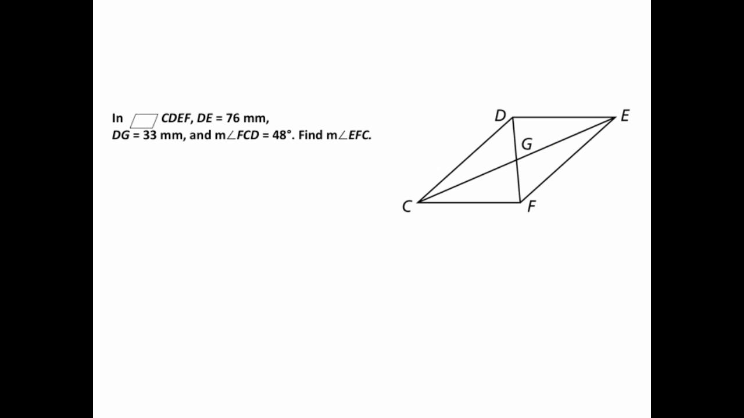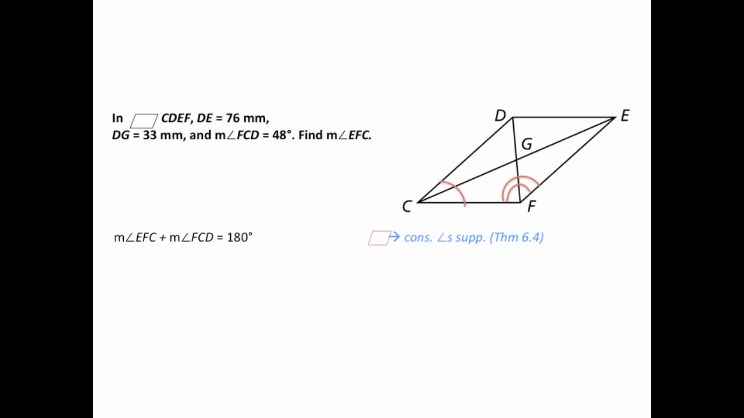Last but not least, we're asked to find the measure of angle EFC, which in this picture, for this parallelogram, is the entire lower right angle. What we know about the angles in our parallelogram, specifically because we were given that FCD is 48 degrees, which is the lower left angle, is that consecutive angles have to be supplementary. So the measure of angle EFC plus the measure of angle FCD has to add up to 180 degrees, because parallelograms imply that consecutive angles are supplementary.